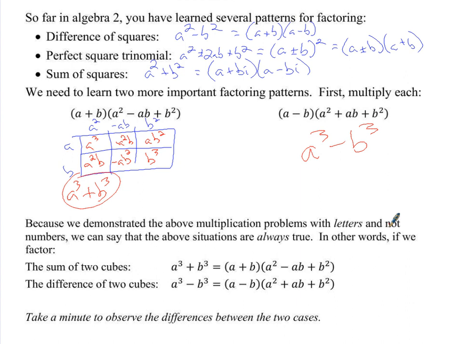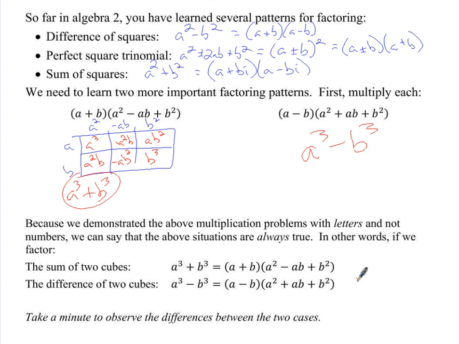Because we demonstrated that these multiplication problems with letters and not numbers actually work, then that means that we can use them as rules just like we did with these rules up here. So now you know that a plus b times a squared minus ab plus b squared multiplies out to be a to the third plus b to the third. Likewise for this one. The sum of two cubes and the difference of two cubes. If you have this pattern here, you can factor it into that. If you have this pattern here, you can factor it into that.